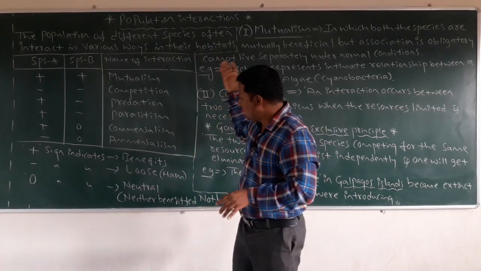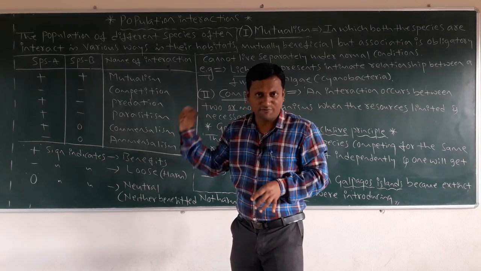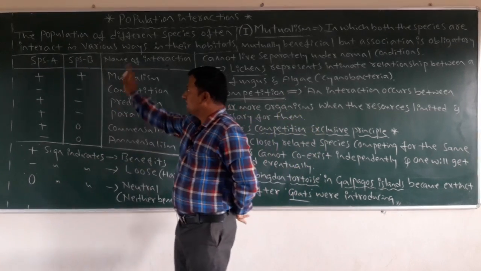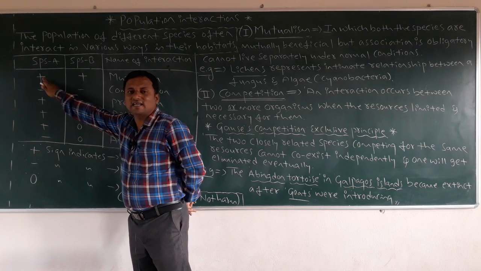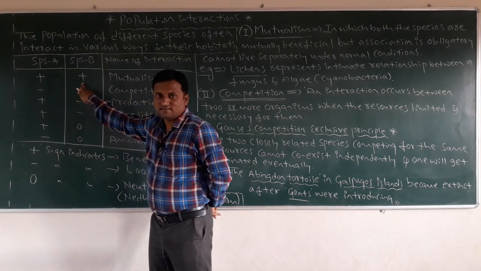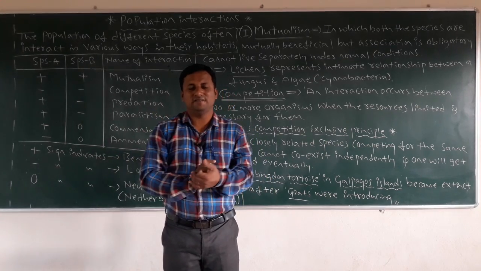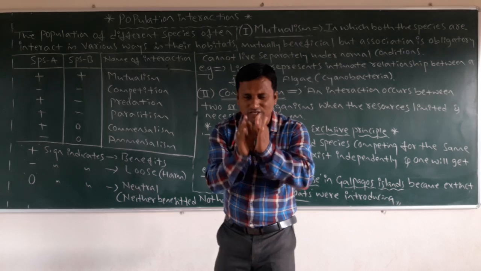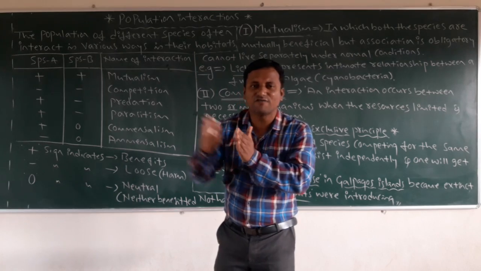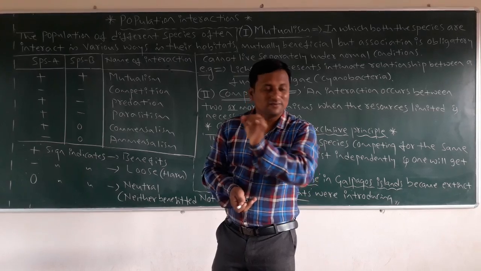So in that 5 marks you can explain any 5 in a short way. Okay, then come, they are mentioning here species A sign. What is that sign? Plus and minus is there and 0 is there. What do these 3 signs indicate? First I am going to give the idea about the signs. After that we go for the name of the interaction, then only you will get what's going on.